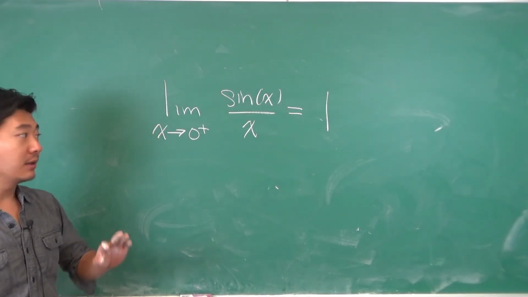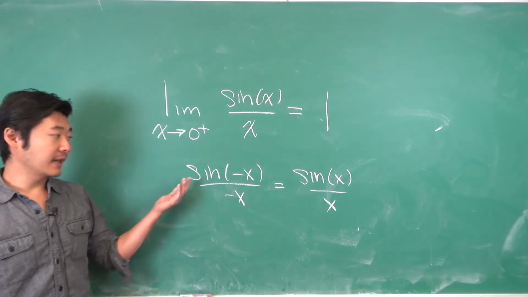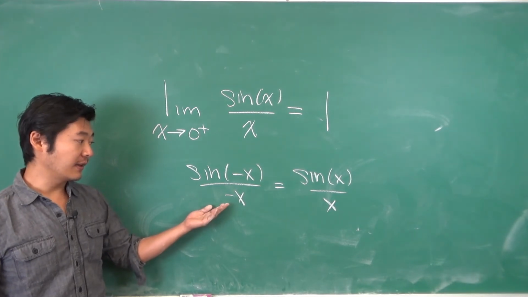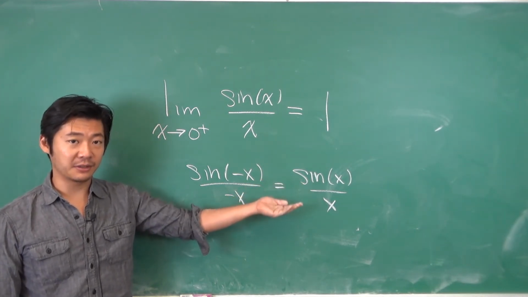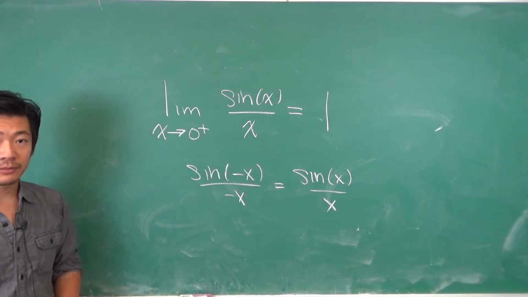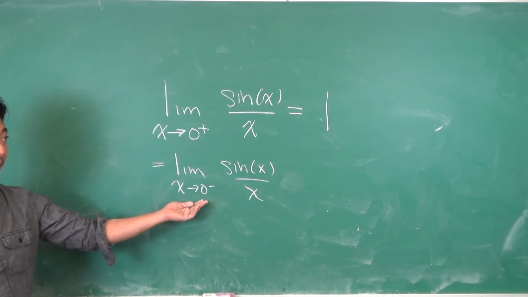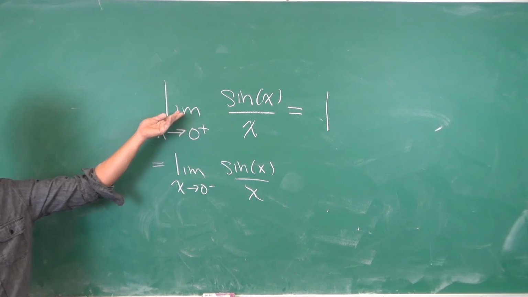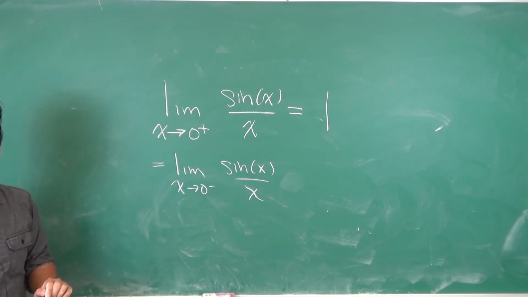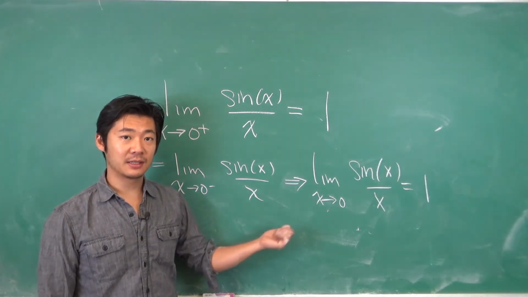But then we can get the other side because sine of negative x over negative x is actually equal to sine of x over x. So it's an even function, which means that the limit as x goes to 0 from the left-hand side is equal to the limit as x goes to 0 from the right-hand side. And so this limit is equal to 1.